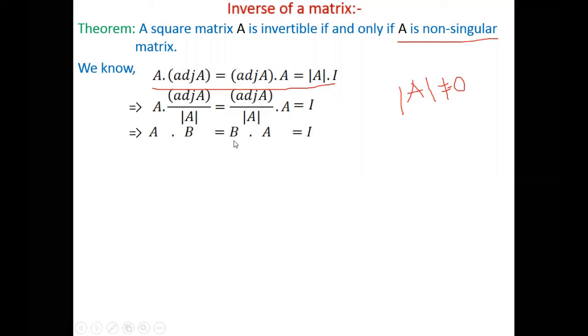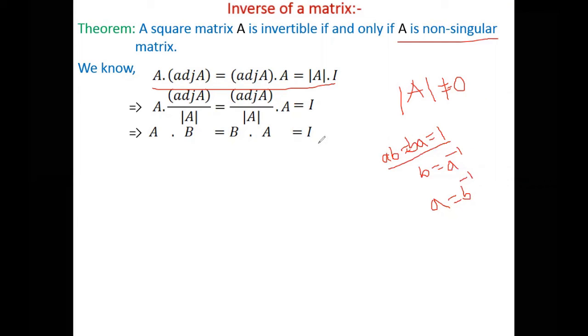Now A into B is equal to B into A, which is equal to I. You remember in the number system we have the multiplicative identity. A into B is equal to B into A, which is equal to 1, right? 1 is the multiplicative identity here, and this is the existence of the inverse, right? So ultimately what we have, B is equal to A inverse, or we can write A is equal to B inverse. Similarly in matrices also, this is the property for the existence of the inverse.